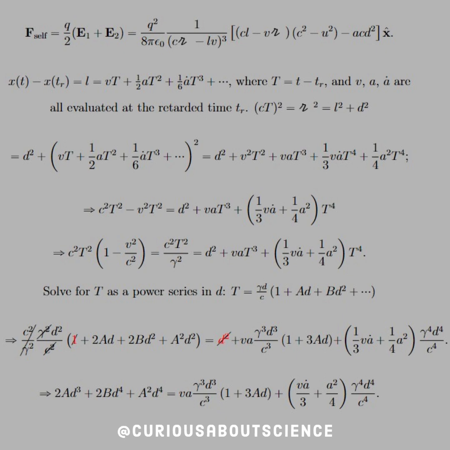Now what we need to do is address the statement of the retarded time. So x of t minus x at the retarded time is equal to L, which is equal to vT plus 1/2 aT squared, and so on. Keep going through. That's just the expansion. So big T is equal to t minus the retarded time. v, a, and a dot are all evaluated at the retarded time. So c T squared is equal to script R squared, which is equal to L squared plus d squared.